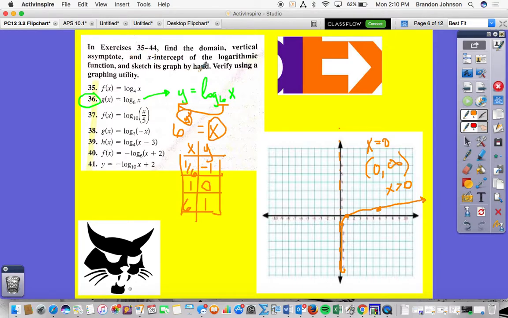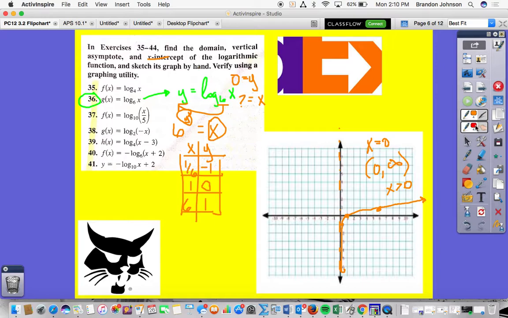X-intercepts, remember x-intercepts is when 0 is y, right? So when 0 equals y, what is my x value? So we could always, again, plug 0 in for y. 6 to the 0 is 1, and so my x-intercept's 1, comma, 0.